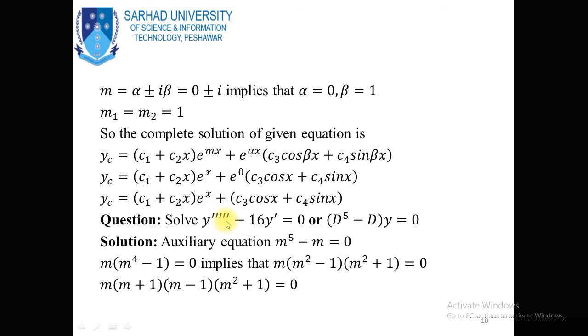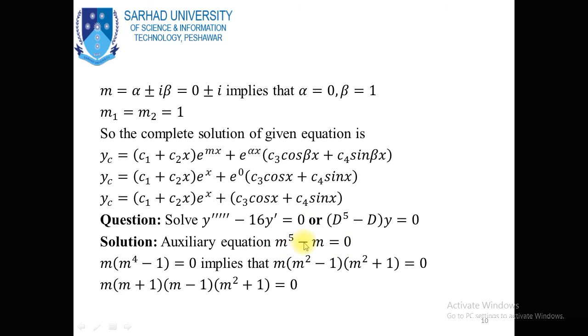Now this is the fifth order linear homogeneous equation. y fifth derivative minus 16 y dash is equal to 0, which can be written as (D^5 - D) y = 0. Taking y equal to 0 will be the trivial solution for the given fifth order homogeneous linear differential equation. Now to find the non-trivial, non-zero solution, we obtain the auxiliary equation m^5 - m = 0.